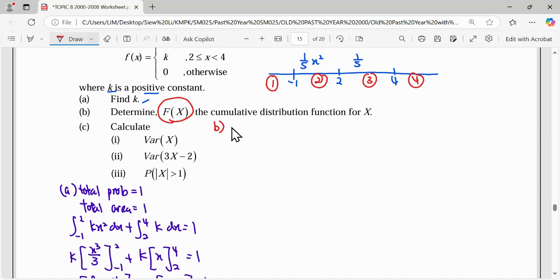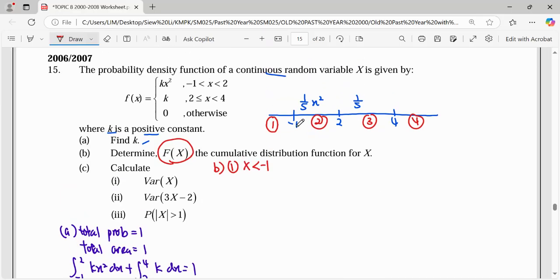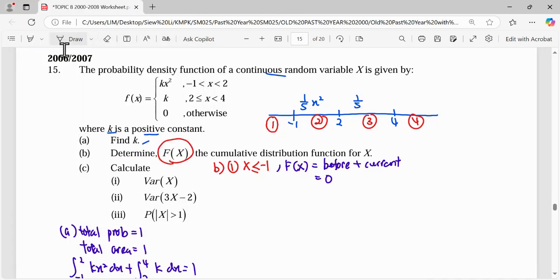So for question B, for the first step, which is the interval less than -1, and we see here -1, for -1 until 2, it is not included. Therefore, before this, we have to include this -1. To find our cumulative function F, it is equal to the interval before plus the current interval. Before this, we don't have anything, and the current interval also doesn't have any function, so there is nothing to calculate. Then that's all. This is the first step.